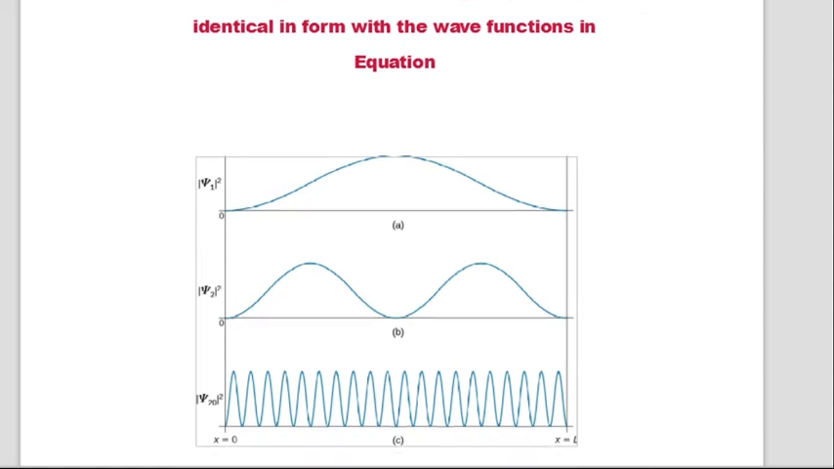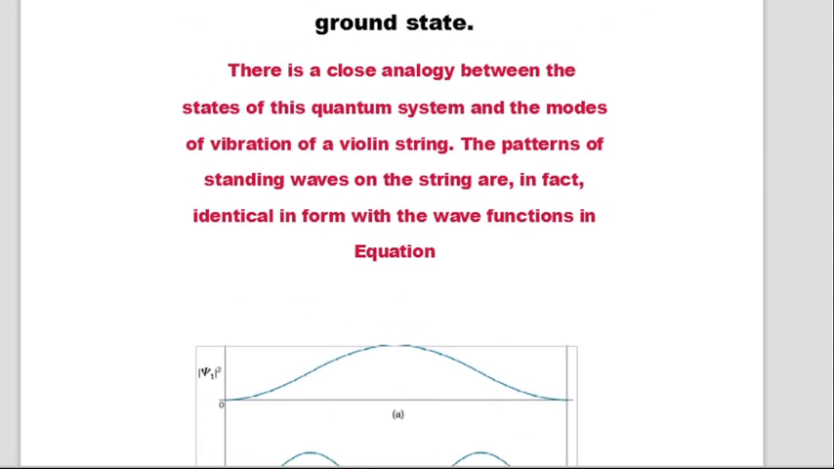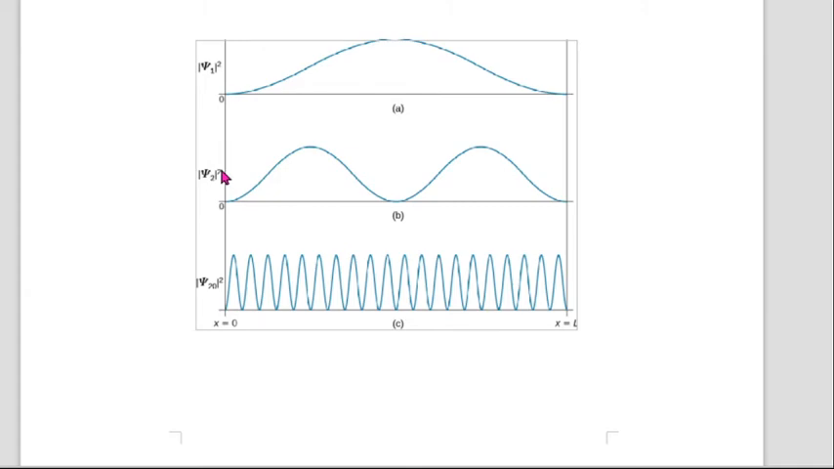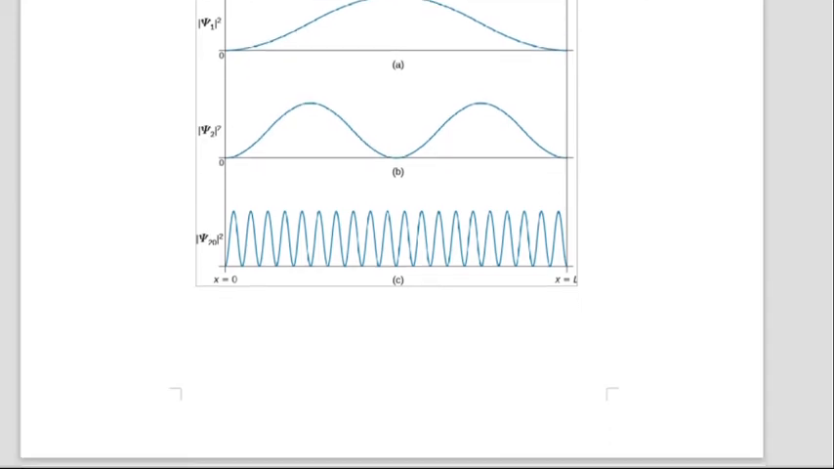We can compare the waves with what we call the standing waves in a violin string. There is a close analogy. These are the psi square curves for different quantum numbers. This is psi 1, that is n equals 1, psi 2, that is n is equal to 2, this is psi 20, that is n equals 20, the wave corresponding to that.